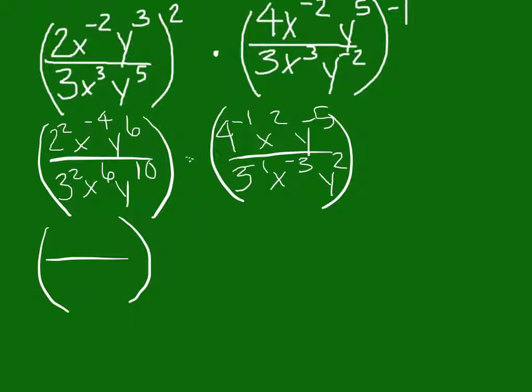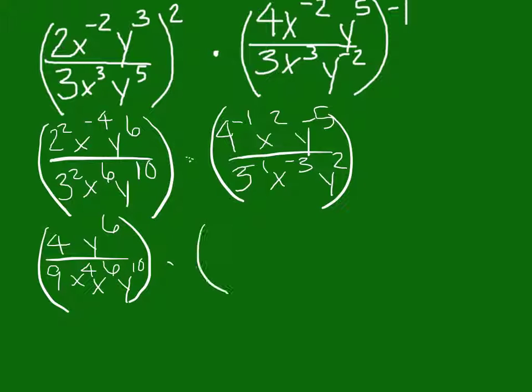2 squared is already to the positive power, so it becomes 4. X to the negative 4 gets moved to the bottom, and the 4 becomes positive. The y to the 6 is already positive. Now we move down to the bottom, and we have 3 squared, which is 9. X to the 6 is positive, so it stays on the bottom. And y to the 10th is also positive, so it stays on the bottom.